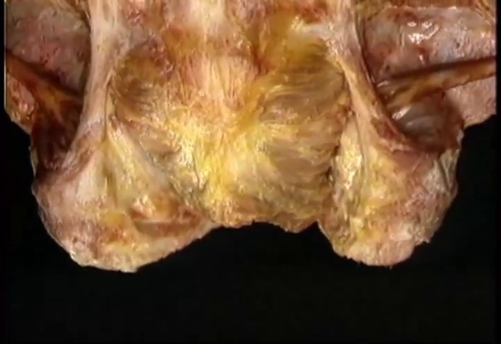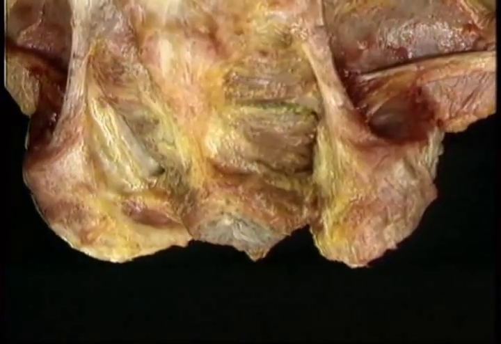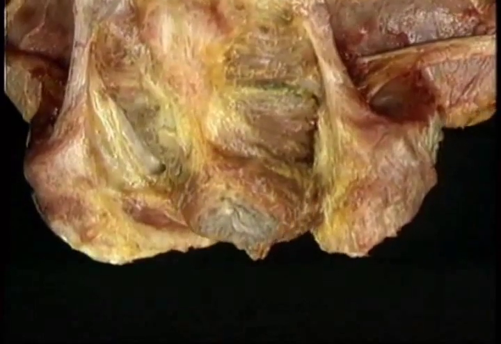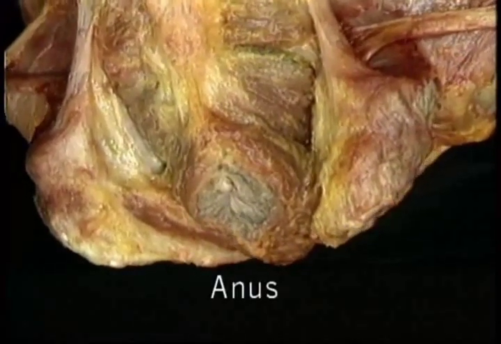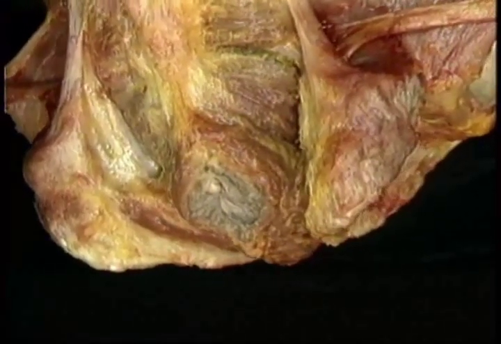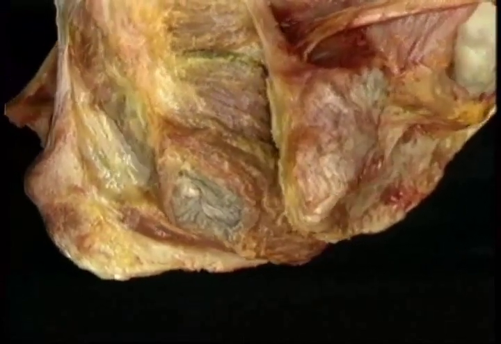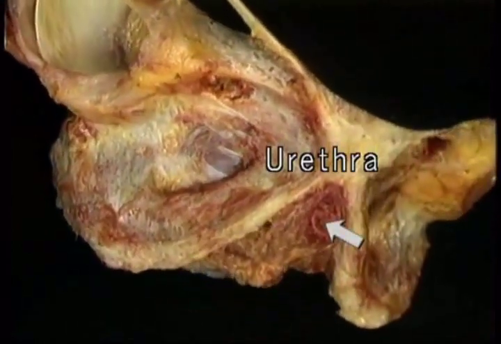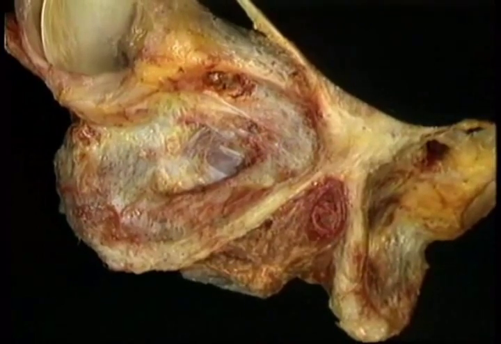The levator ani muscles are continuous on the underside with this cone-shaped sleeve of muscle, the external anal sphincter, which maintains closure of the anus. Here's the opening of the anus. The external anal sphincter is tethered to the anococcygeal ligament by its most posterior fibers. In front, here's the divided urethra. The muscle surrounding it is the bulbospongiosus.